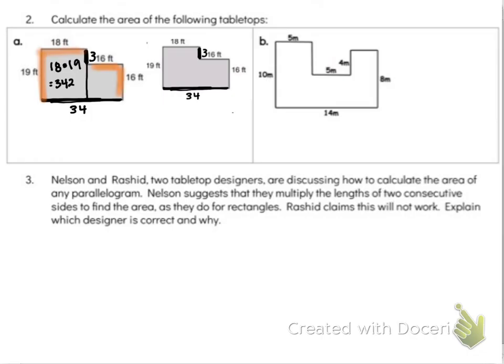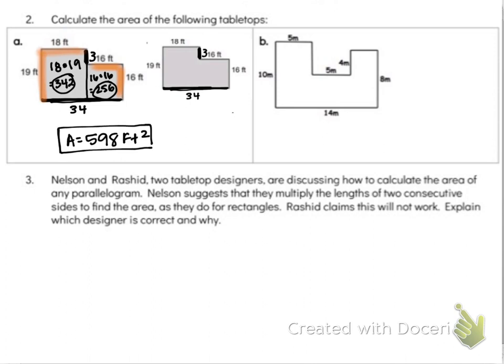All right, our base for this one would have been 16. Our height would have been 16. So 16 times 16, which would have been 256. All right, so to get our answer, all we're going to do is add those two together, which are going to be, area is 598 feet squared.